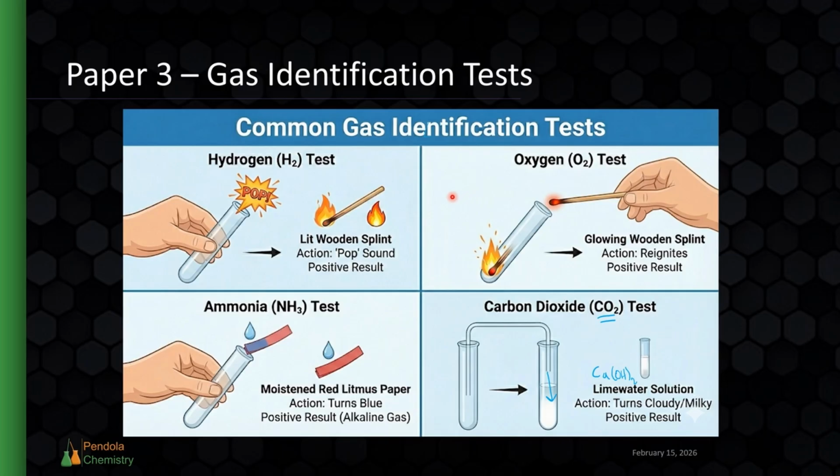Anytime you suspect a gas is being created during a lab in your qualitative part of paper 3, or you know there's a gas being created, you are supposed to use these 4 tests to identify what the gas is. So you can't just say there's bubbling. You need to identify what the bubbling is. So you will say it's bubbling, and then run these 4 tests to figure out which of the 4 common gases it is. All right.